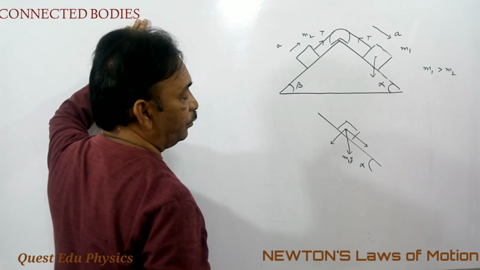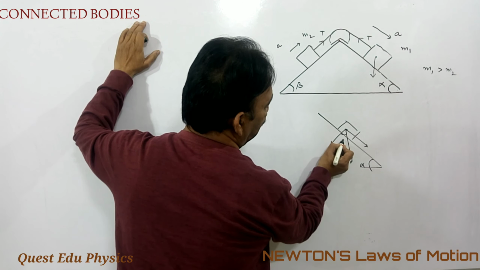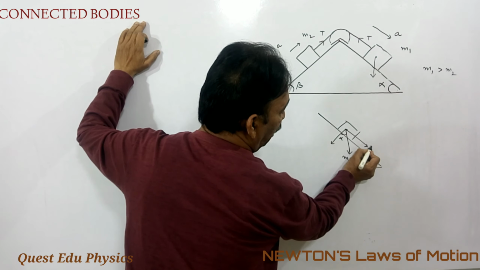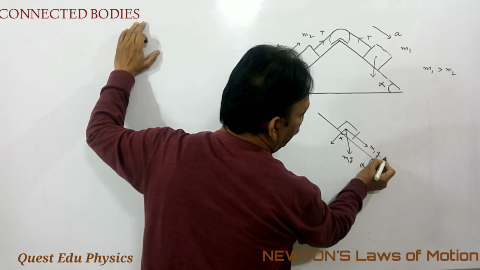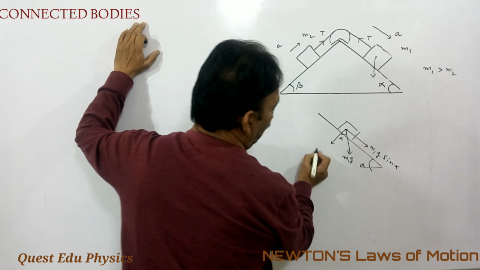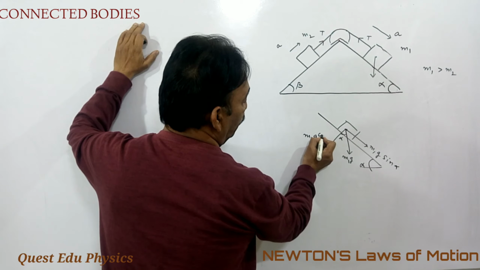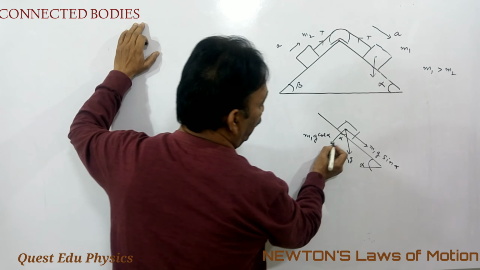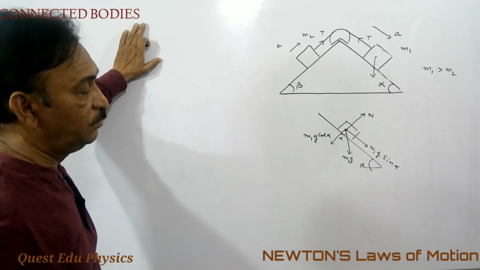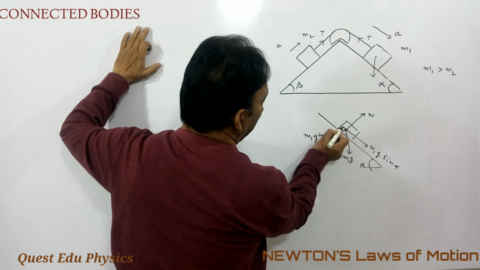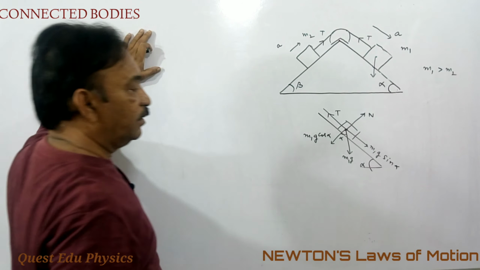Okay students, here the angle is alpha, so automatically the components are m1g sine alpha and m1g cos alpha. m1g cos alpha is balanced by the normal reaction, and m1g sine alpha is connected with the string, which is providing the tension there.